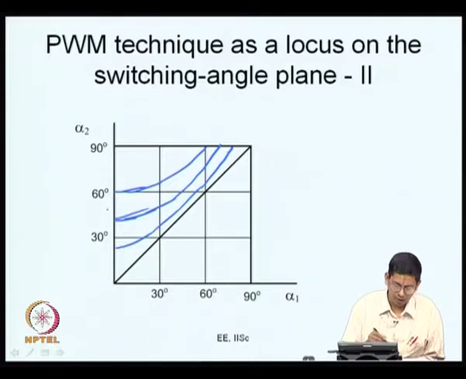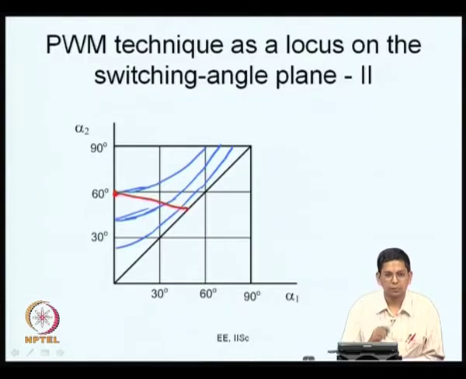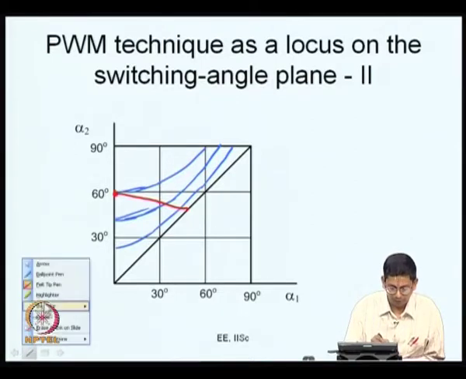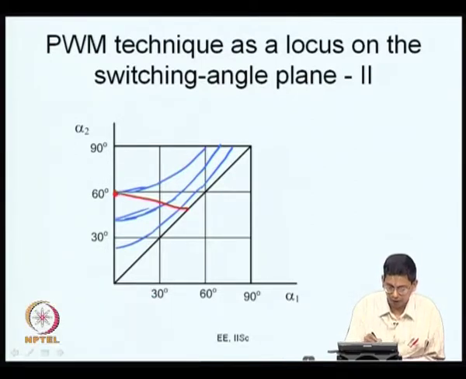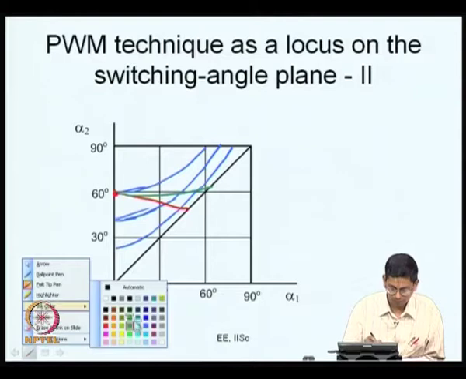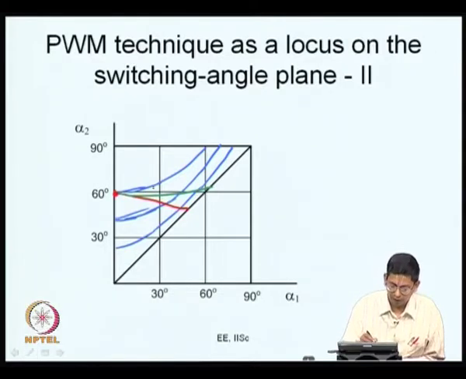For example, I can give one example, maybe I can start here and end up here. Maybe another example I will indicate with a different color. I can start here and I can end somewhere else also. All these are PWM techniques. Let me take another example. I can start here and I can go up, come down.